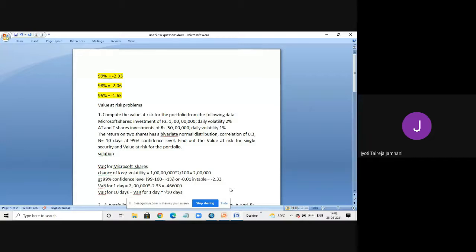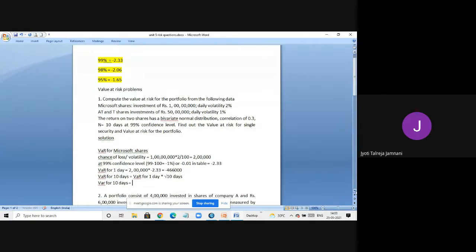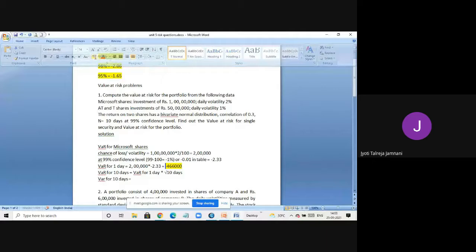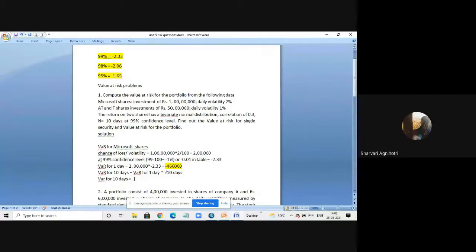So I have to find the square root of 10. How am I going to solve this? Value at risk for 10 days is equal to value at risk for 1 day, which we have calculated. How much? Anybody? How much have we calculated? Minus 4,66,000. Value at risk for 1 day is minus 4,66,000, into, we'll find the square root of 10 and multiply. So how much is the square root of 10? Just check on your calculators.